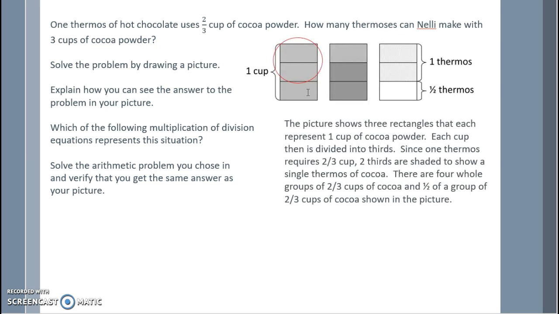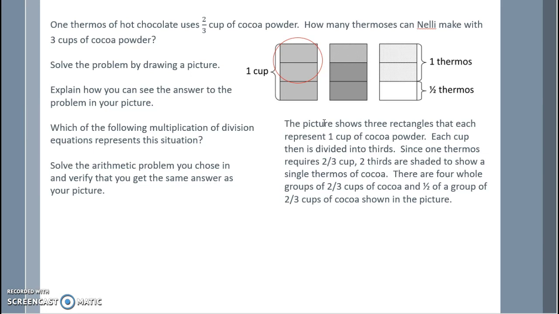So I've got my picture here. It shows 3 rectangles that each represent 1 cup of cocoa powder. So 1, 2, 3 cups of cocoa powder. Each cup is then divided into thirds, right? Since one thermos requires 2/3 cup, 2/3 are shaded to show a single thermos of cocoa.